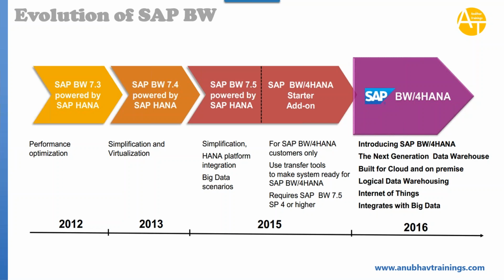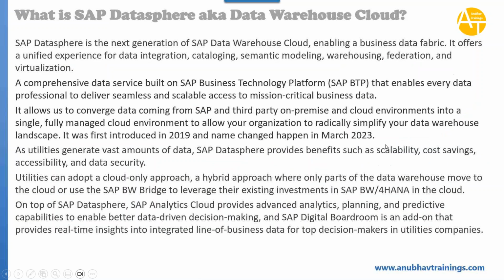Option one, you can go with a BW for HANA on-premise implementation where you need to set up hardware, infrastructure, everything. Option two, you need to choose SAP Datasphere. SAP Datasphere you need to choose. So these are the two options SAP will offer you to choose from.